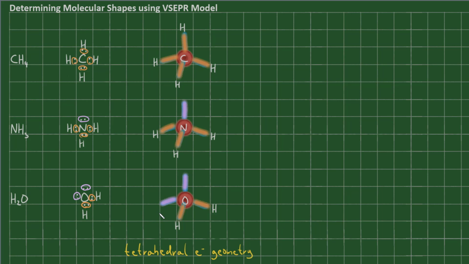What effect, if any, does all of this have on the molecular geometry? In case of methane, the arrangement of atoms follows the electron geometry, and so this molecule has a tetrahedral molecular geometry. When it comes to ammonia, while the electron geometry is tetrahedral, the atoms of the molecule are arranged in a pyramidal fashion, and so this molecule has a pyramidal molecular geometry. What about water? Again, the electrons are arranged in a tetrahedral fashion.